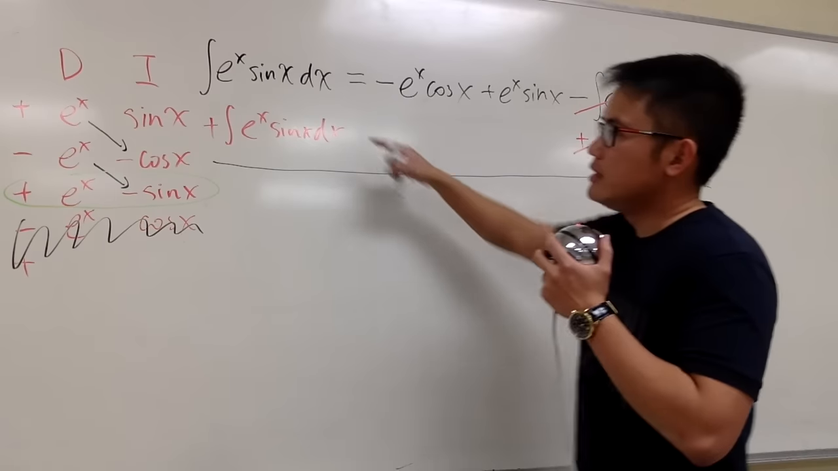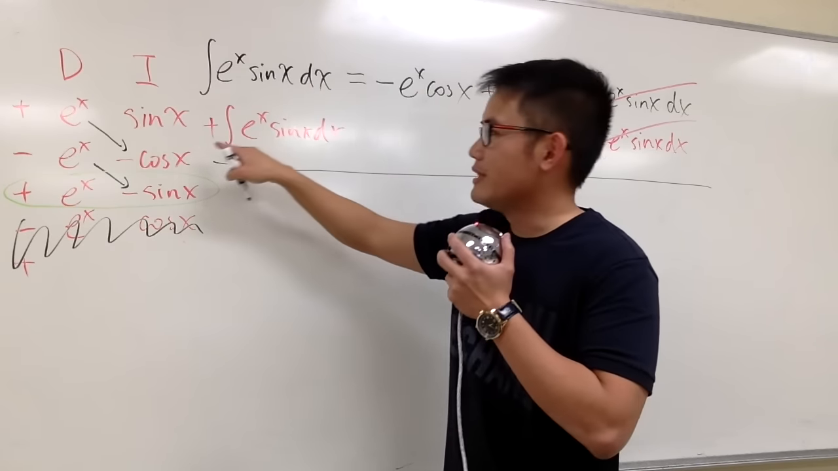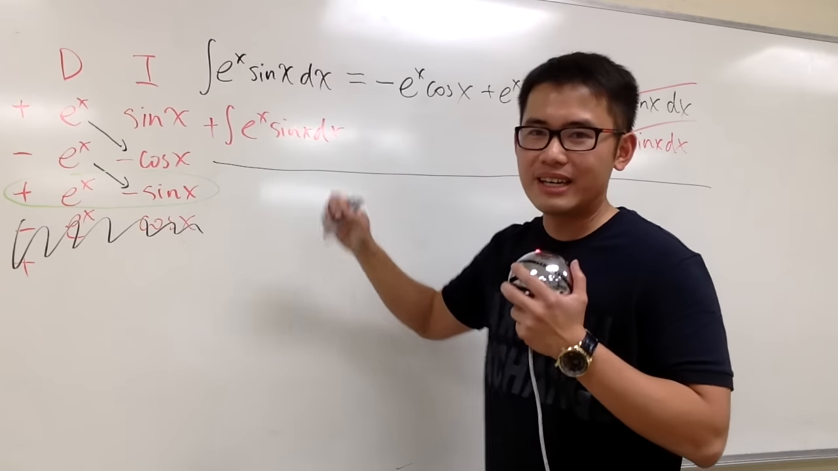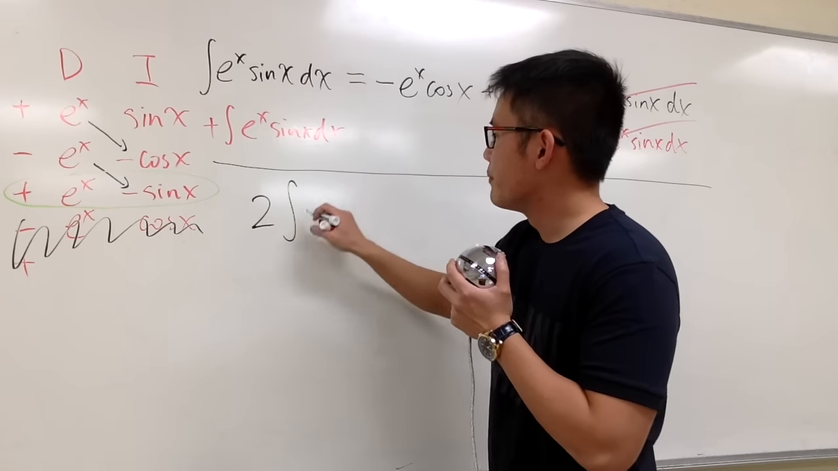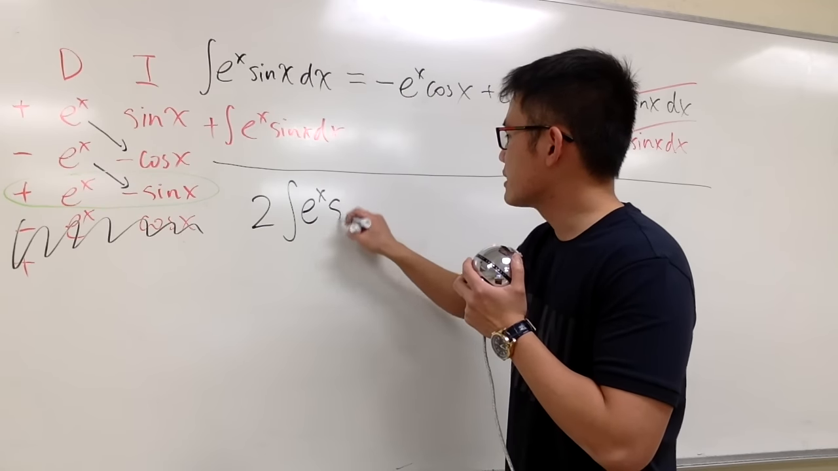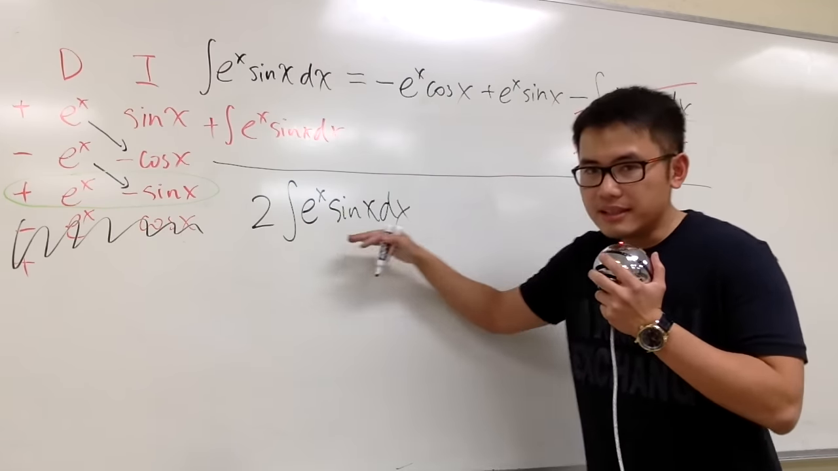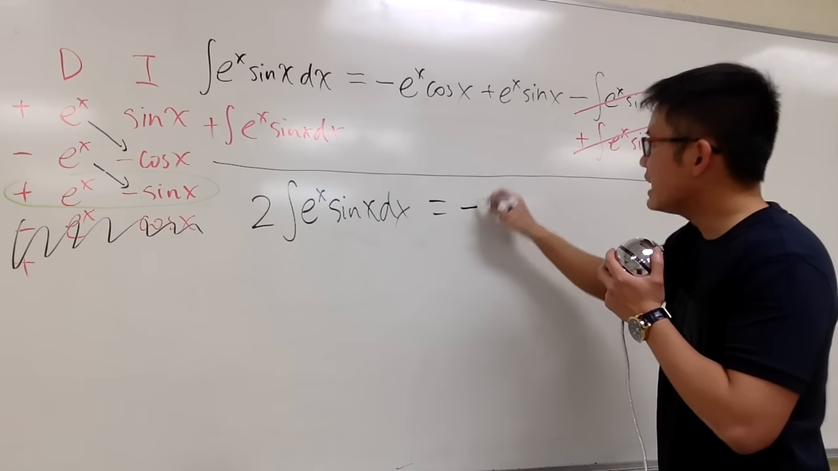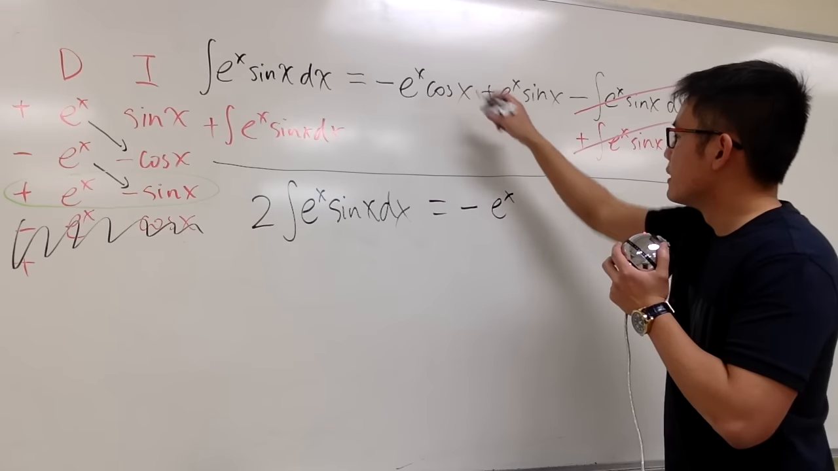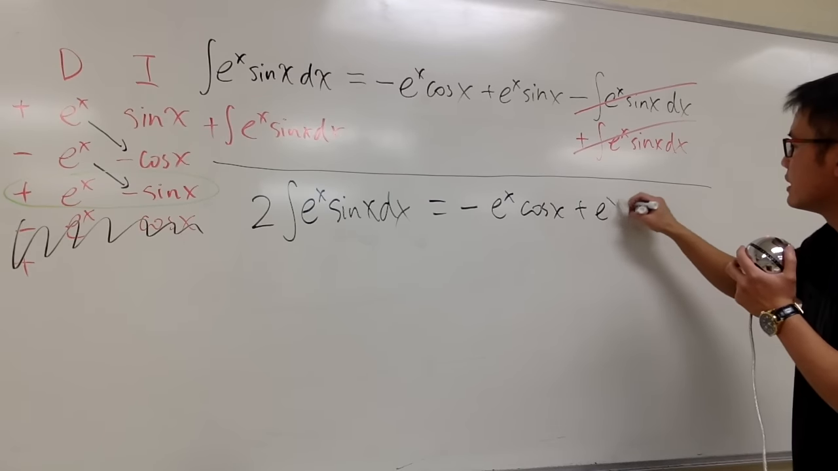So let's see on the left hand side. Originally, I have one of them, but then I just add another one. So altogether, I have two of this integral. Two integral e to the x sine x dx. And this is the same as, this is the function part for the answer, negative e to the x cosine x plus e to the x sine x.